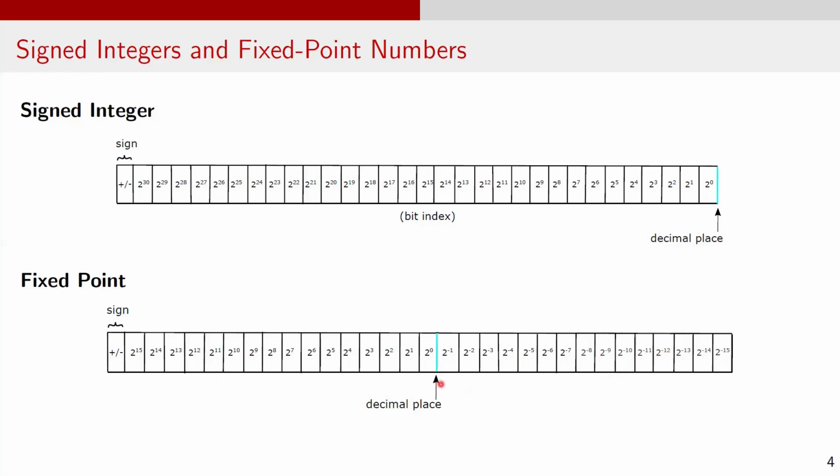For example, if the radix point is moved between the 14th and the 15th bit, the bits to the left of the radix represent 2 to the power 0, 2 to the power 1, and so on. Similarly, the bits on the right represent 2 to the power minus 1, 2 to the power minus 2, and so on. In this case, we have 16 bits to represent the integer part and 15 bits to represent the fractional part and a sign bit. The total word length is 32 bit.